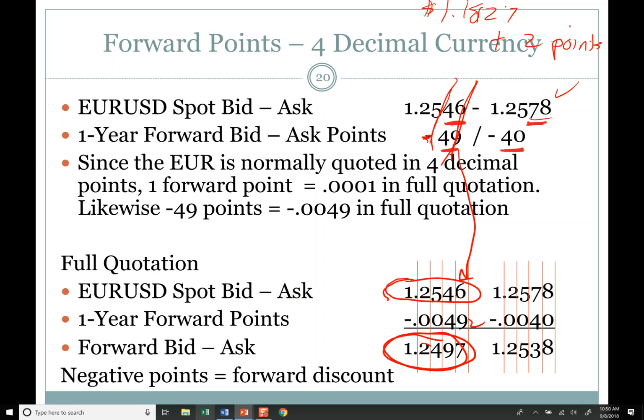What they're doing is they're forecasting a devaluation of the euro. Right, that's what's going on here, why they're negative. And they're willing to lock in 124.97 for a 1-year delivery and 125.46 for today delivery.